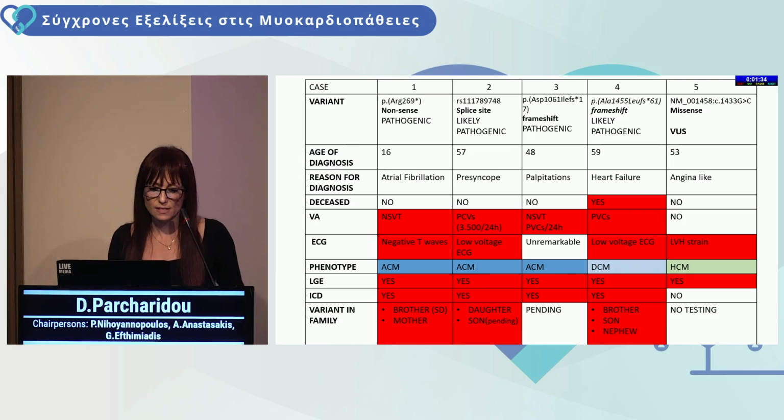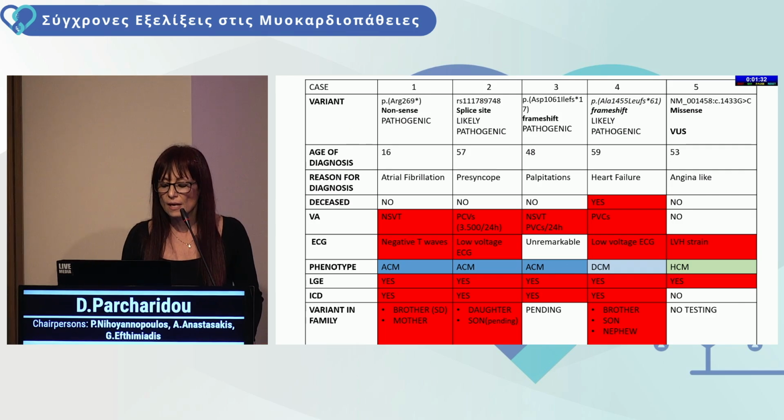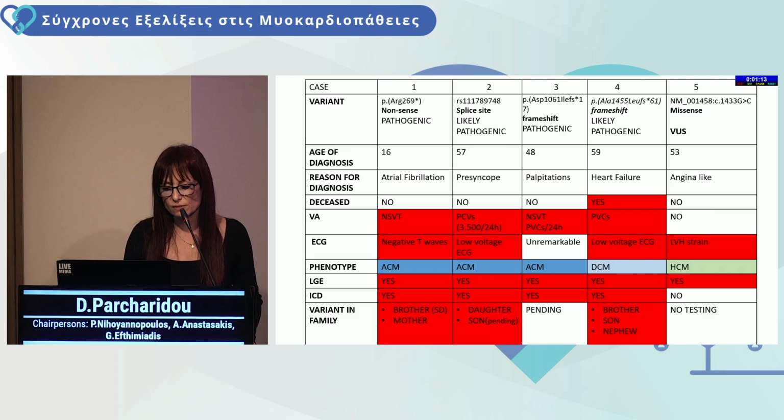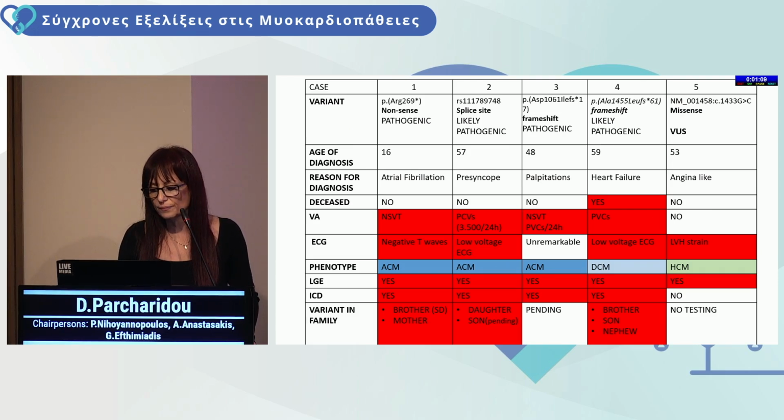One is deceased, with a loss of function mutation, and they had ventricular arrhythmias and pathological ECG, except for that one. For the loss of function mutations, the phenotype was arrhythmogenic cardiomyopathy, and hypertrophic cardiomyopathy was the phenotype for the missense mutation. All of them had late gadolinium enhancement, and all the probands with the loss of function mutation had ICD implantation.